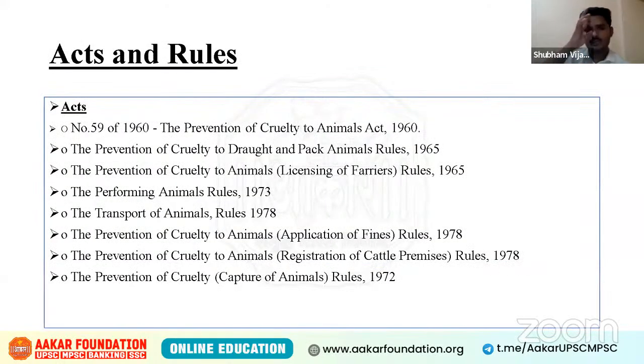Now, acts and rules. Here, many acts and rules are there in our India. We will take a few. We have taken them here, not just on this slide; a few more are there. Here we have taken their rules and their amendment years. So keep attention. First one is the Prevention of Cruelty to Animals Act, in short called the PCA Act 1960. Then the Prevention of Cruelty to Draught and Pack Animals Act 1965.